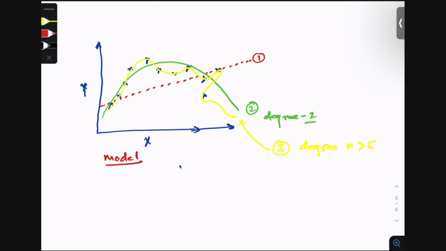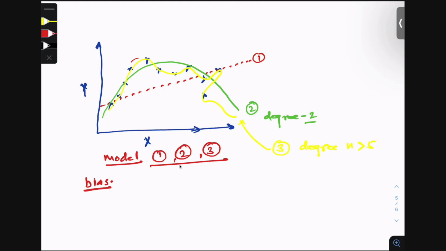Now we have 3 models: 1, 2, and 3. Which model does the best job of fitting the data? Obviously you will see that model 3 has best fit this data. But is it the best model? Now here comes the concept of bias and variance.